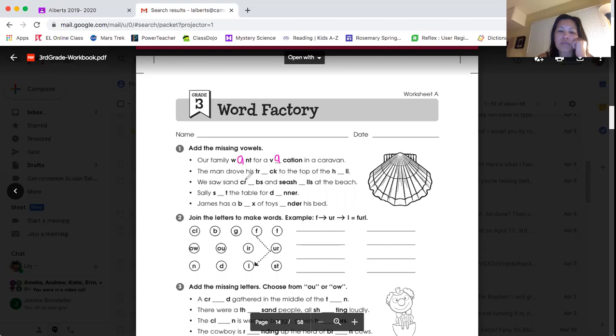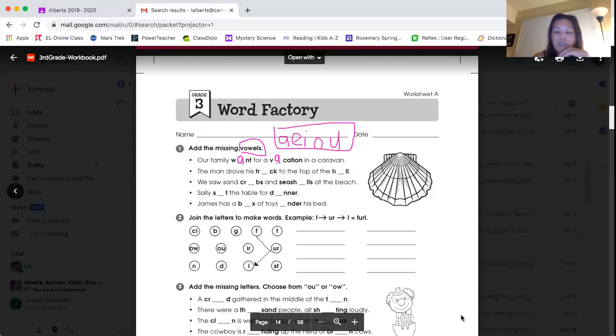The second one says, the man drove his blank to the top of the blank. So go ahead and fill that in. And then remember, at any point, you guys can just pause this video. I'm just going to go ahead and read the sentences to you guys. The third one, we saw sand blank and blank at the beach. Sally blank the table for blank. And James has a blank of toys blank his bed. So remember, each one is missing vowels. And if you've forgotten what a vowel is, it's A, E, I, O, U. Okay, so it's only one of these letters.